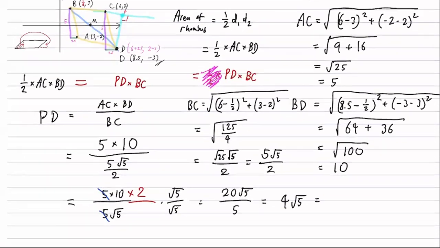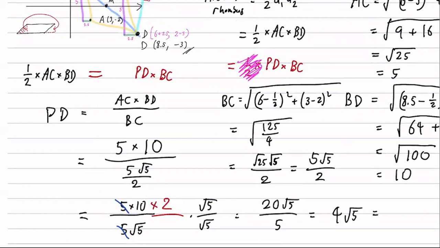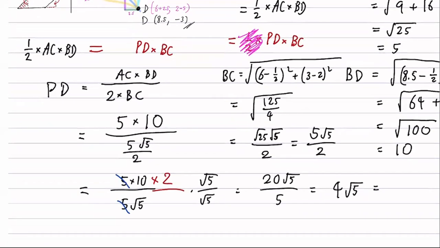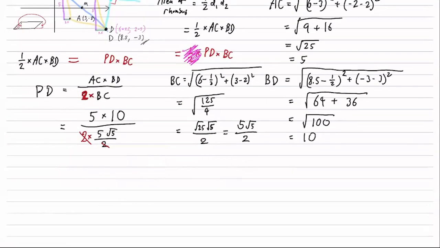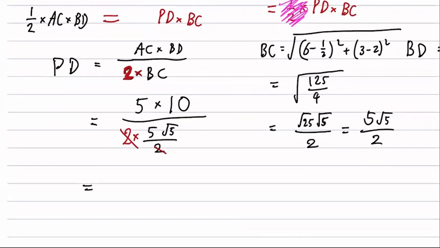Let me see. Make PD the subject. So yeah, there's still a 2 here. Yeah, so everywhere have a 2. Let me just write it in a different color. 2 times remains, 2 times, so 2 and 2 cancels away. Then let me just redo this part here. Luckily the 2 cancels away, so we're just left with 5 times 10 over 5 root 5. 5 cancels away, 10 over root 5.